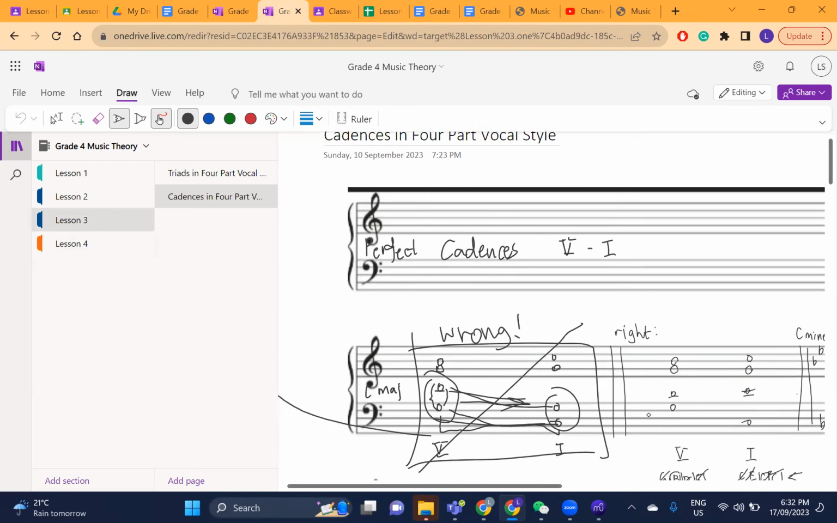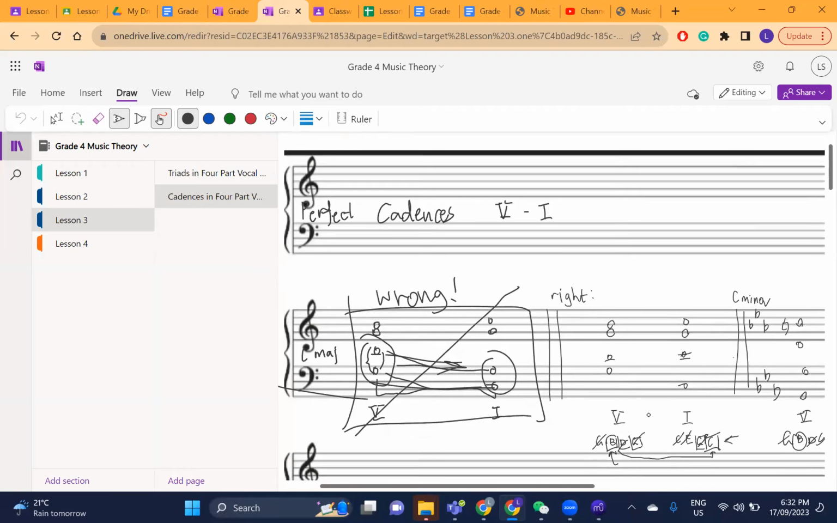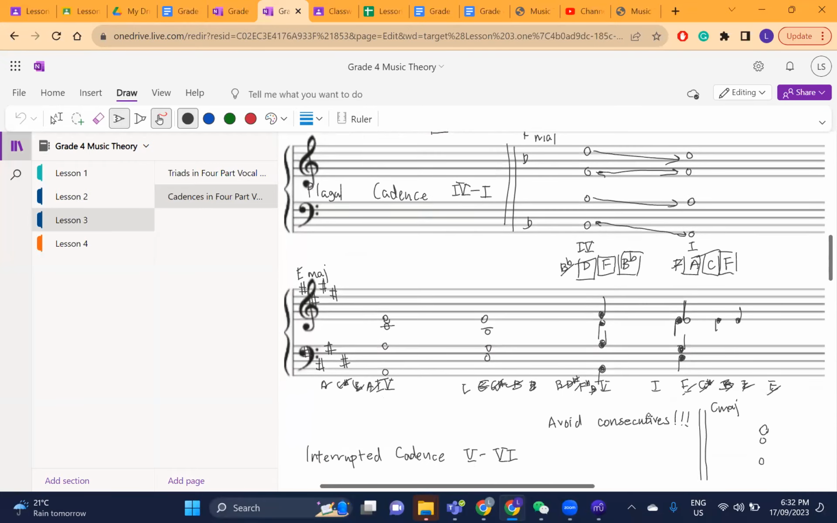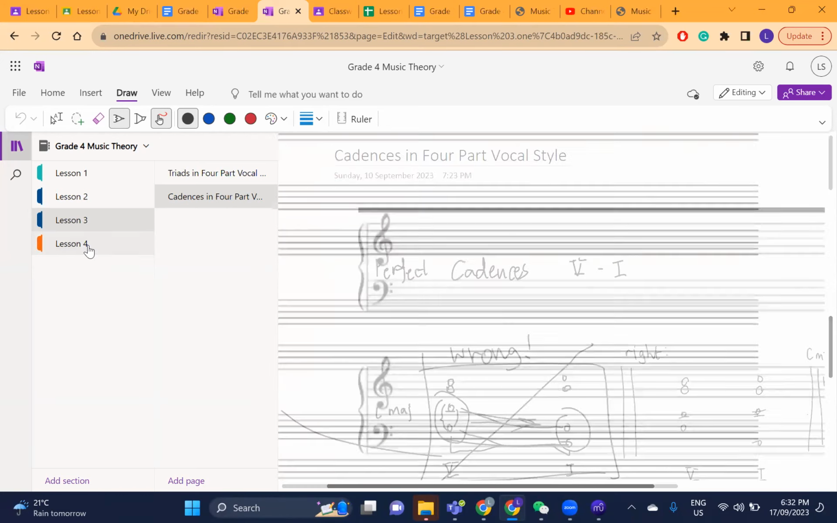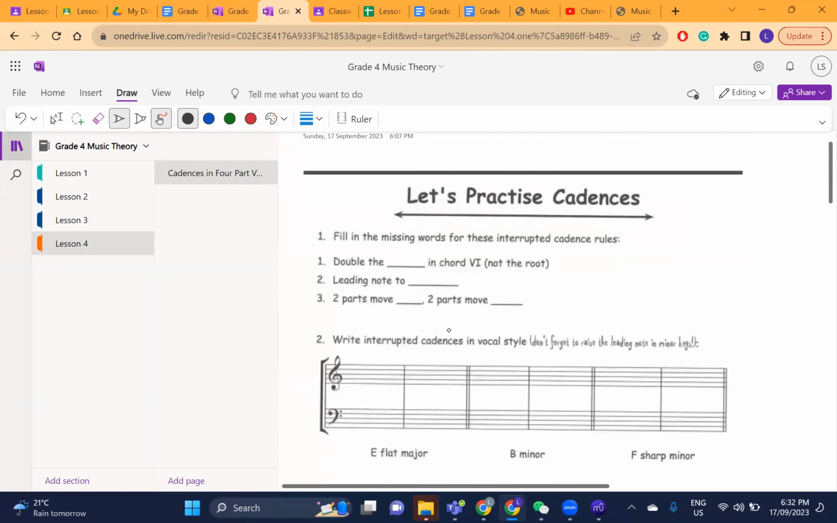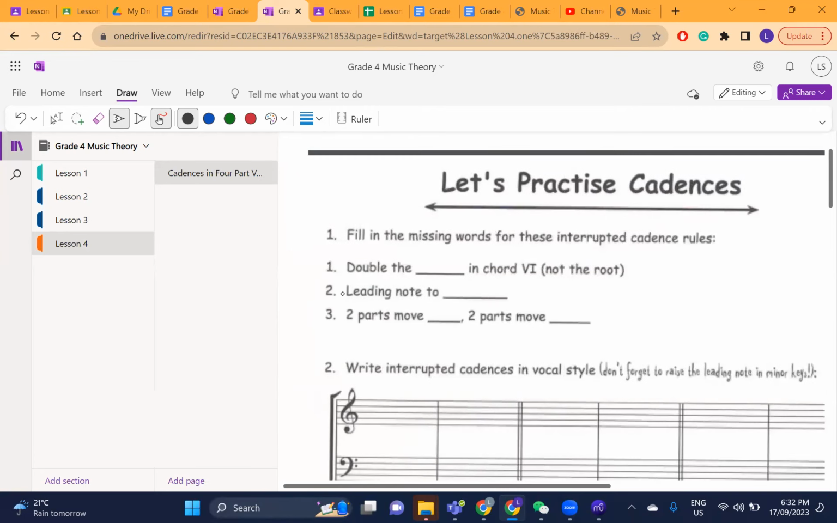Okay, so last week we did cadences in full four-part vocal style. We did perfect, plagal, imperfect, and interrupted cadences. Which is why we're going to the homework first, because most people got it wrong. Well, except for the notes.